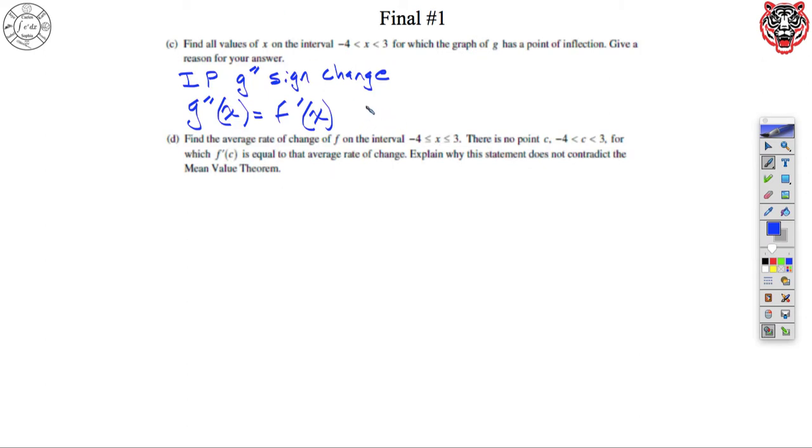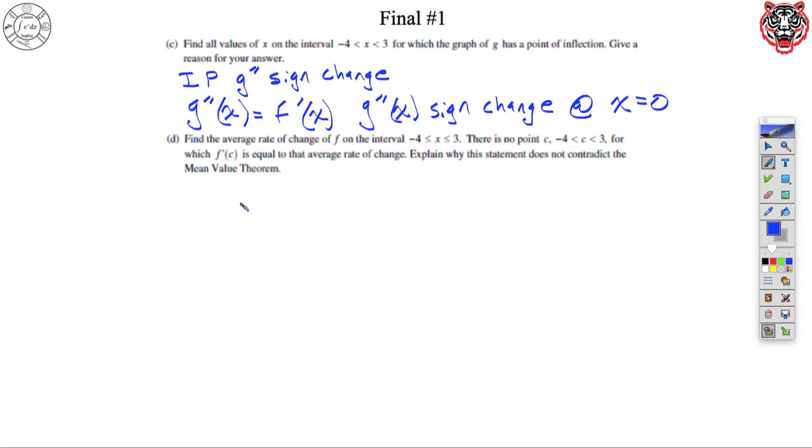So g double prime of x has a sign change. Okay, whoa, what happened there with my at symbol? At x equals 0. That's all you really need to say. You need to say that it's a sign change with g double prime, and then, of course, the x coordinate.